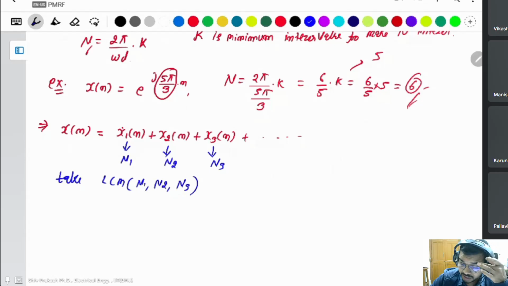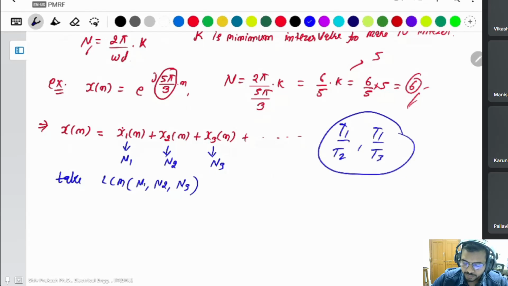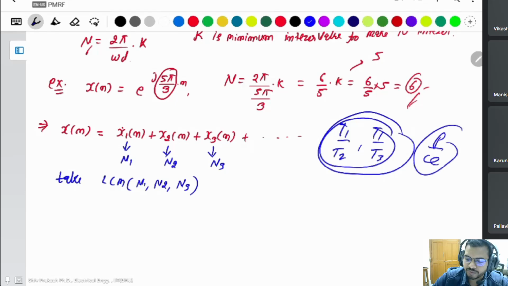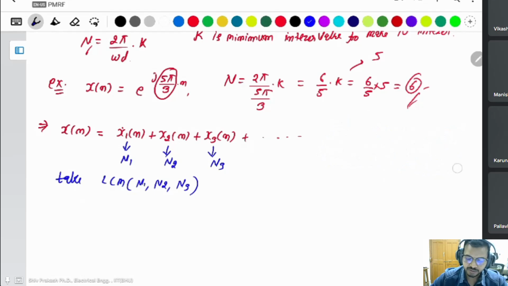You can see there is no p by q, no T1 by T2 or T1 by T3, because N1, N2, N3 come directly as integer numbers. That's why you do not get the form p by q; you simply get integers N1, N2, N3. That's why I simply take the LCM of these values, so that N is the common fundamental period.